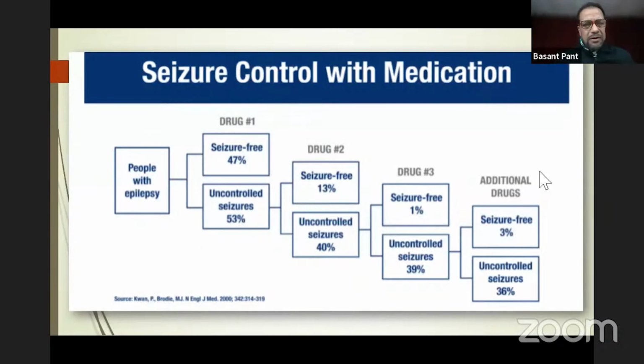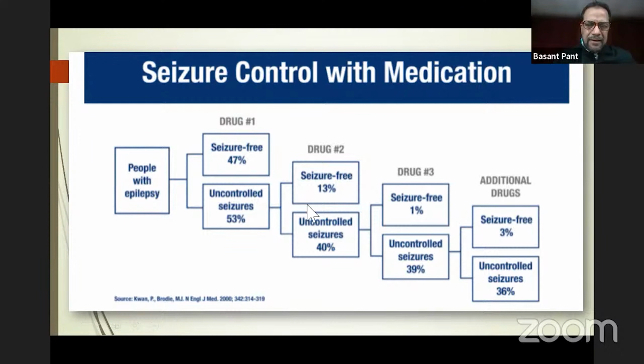Now, why do we need epilepsy surgery? I'm sure most of us know that not all epilepsy can be treated by medicine alone. Obviously, the first choice is medicine, medicine, and medicine. And the first choice is the basic medicine, the first-generation medicine. But the seizure control rate of the first drug, with one drug, is only about 47%.